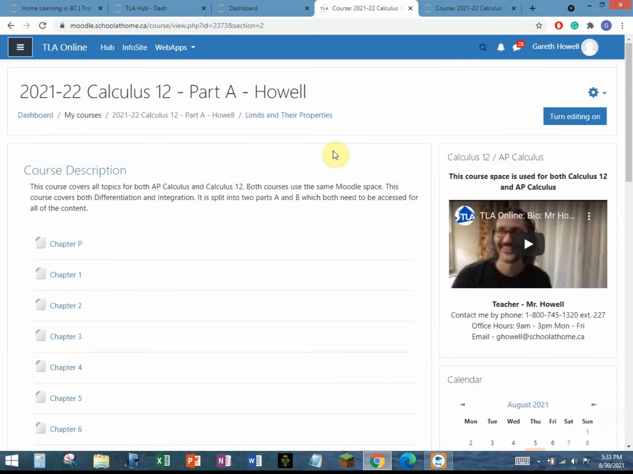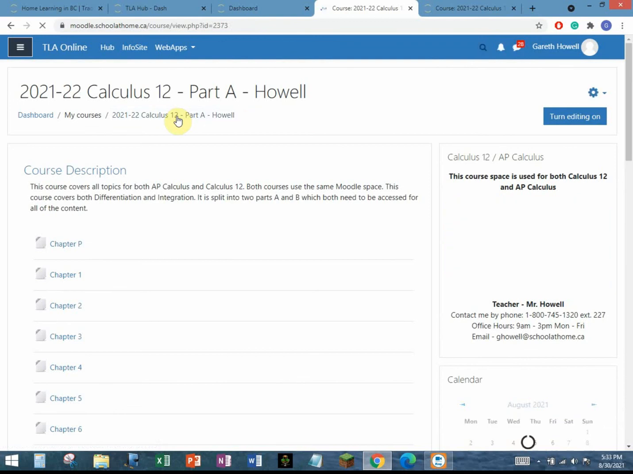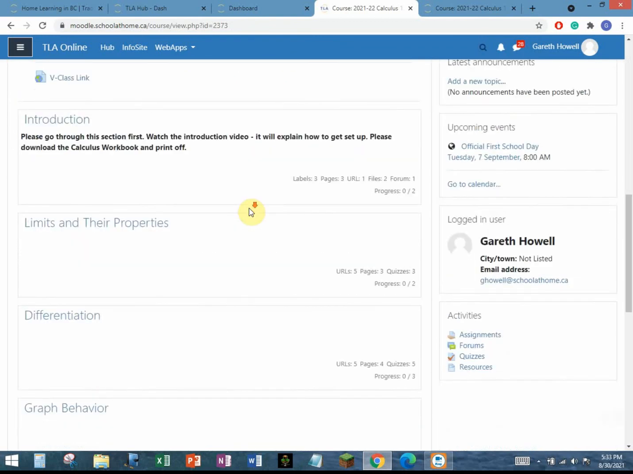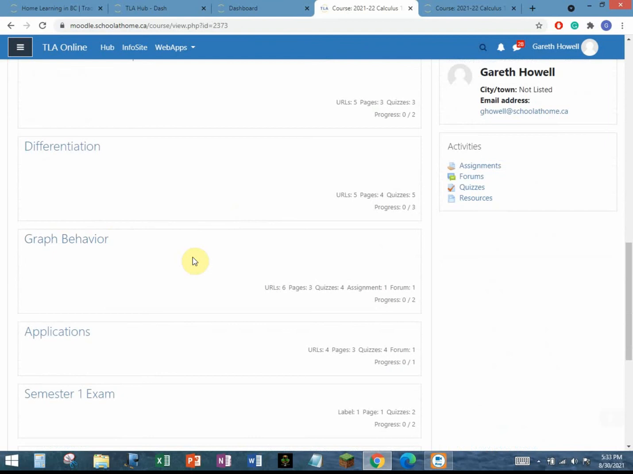So every unit is basically set up the same way, except for graph behavior. It's the only unit that has a project that I have in it. So when you get to graph behavior, there's a project, a lab. It's very well outlined. There are good instructions in that section for the lab. Extra practice in each section is only needed if you want to complete more assignment questions. So as you go through, you can do the extra practice that's located in each section as well.